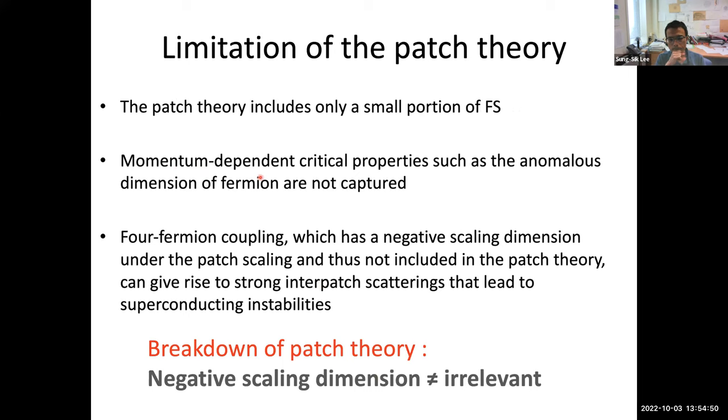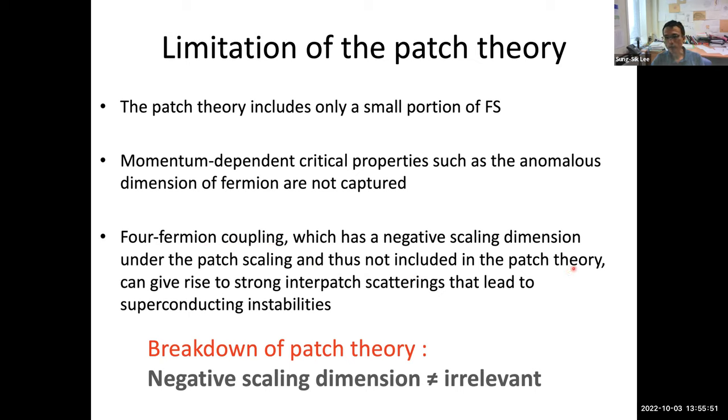As a result, the patch theory doesn't capture momentum dependent critical properties. For example, in general, we can imagine that electrons acquire some anomalous dimension that depends on the momentum along the Fermi surface. And the patch theory is not capable of capturing those momentum dependent critical properties. More importantly, the patch theory is blind to superconducting instability. And the reason for that is that according to the patch scaling, under the scaling in which the patch theory is invariant, the four fermion coupling is irrelevant and therefore is not included in the patch theory.